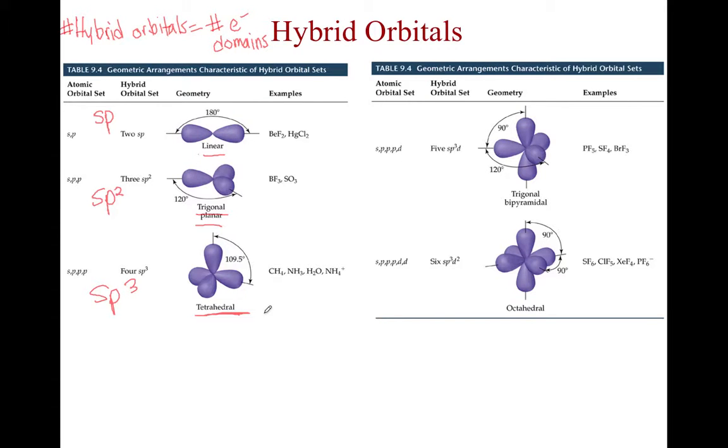If you have 5 electron domains, you're going to have sp3d, and that's going to give you a trigonal bipyramidal electron geometry. I'm just going to write this in here, electron geometry. And then for 6 electron domains, you get sp3d2, and that is an octahedral electron geometry. So these are the 5 possible hybridizations that you can have for hybrid orbitals.